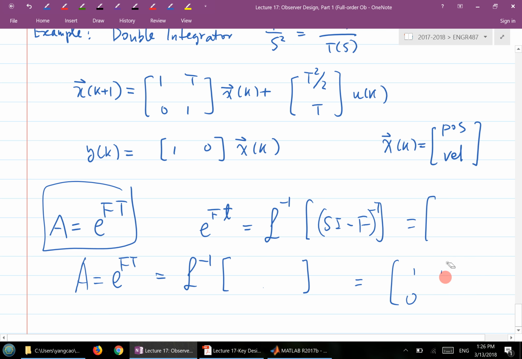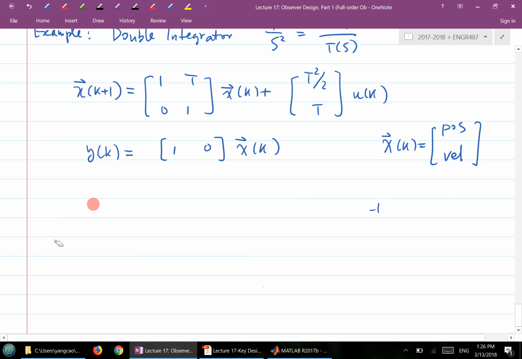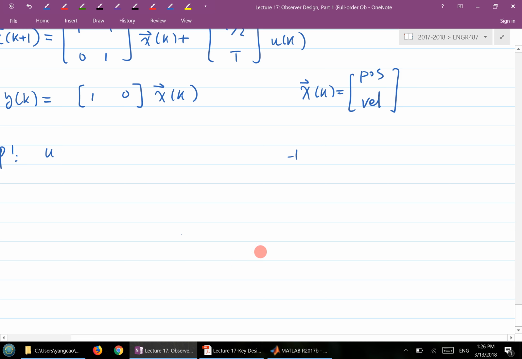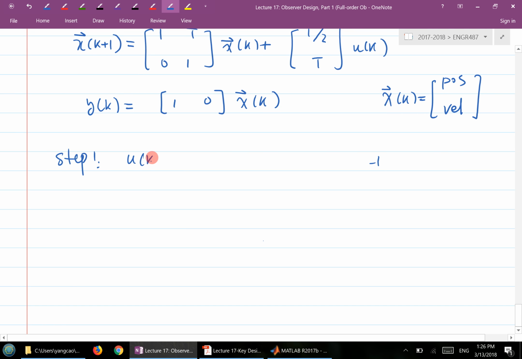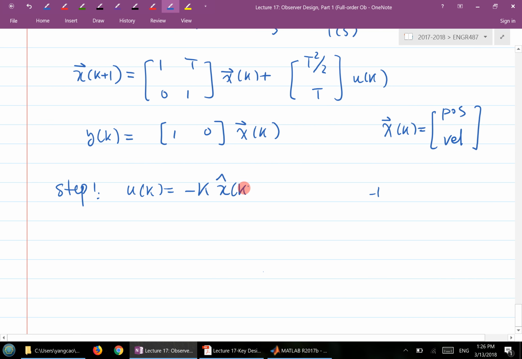Okay, so let's go back to this question, observer design. What we're going to design here is, of course, the observer, and ideally we also need to design a feedback system. First of all, I'll skip a few steps. Let's say you design a feedback system, and the feedback system is designed as u equal to negative k times x hat.